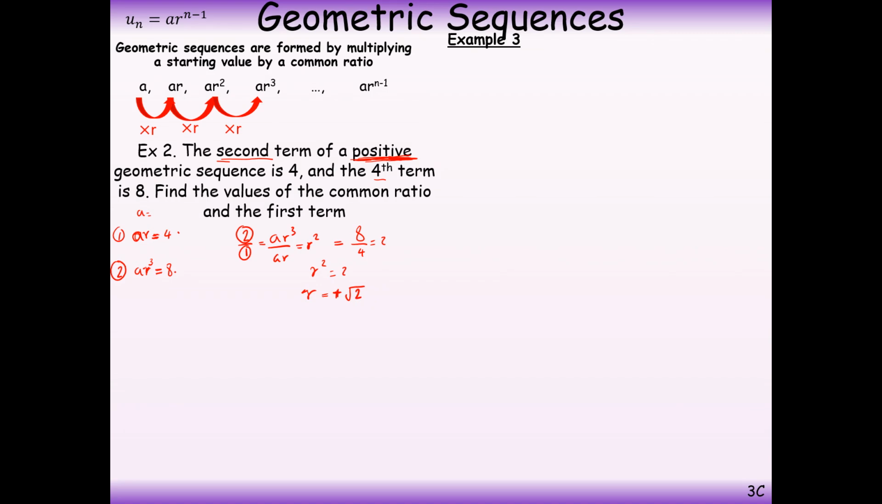Then we need to calculate value for A. Well, we know that A times R is 4, therefore A multiplied by root 2 is 4. All you have to do is divide 4 by root 2. Well, 2 times root 2 times root 2 is another way of writing 4. Dividing by root 2 will cancel away one of the root 2's and we're left with 2 root 2.